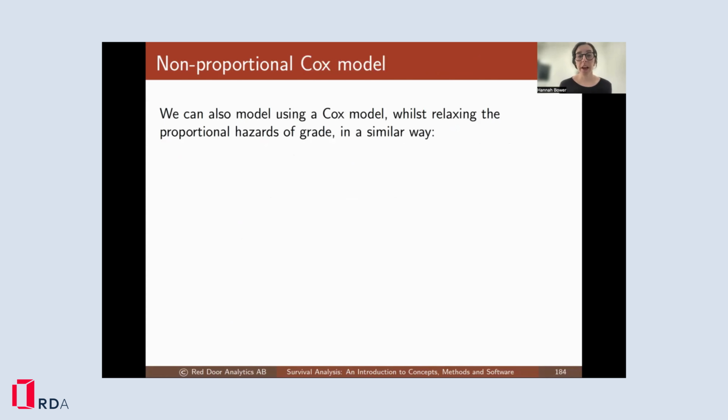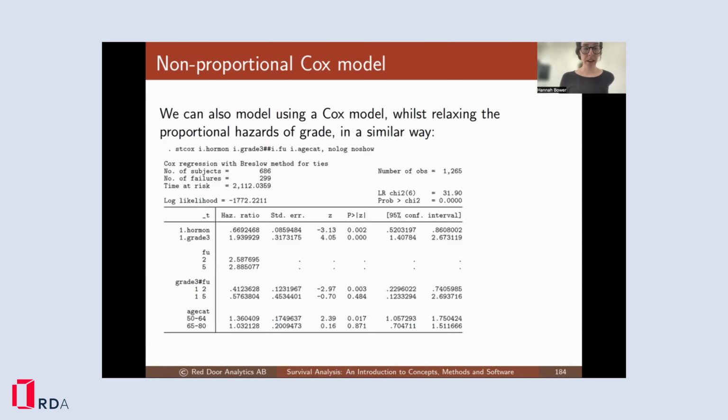So we can also model non-proportionality using a Cox model, and we can do this whilst relaxing the proportional hazards of grade in a very similar way, by including this interaction term, and we get a very similar output.